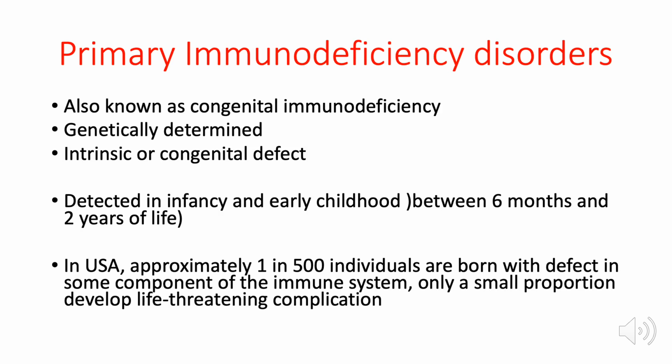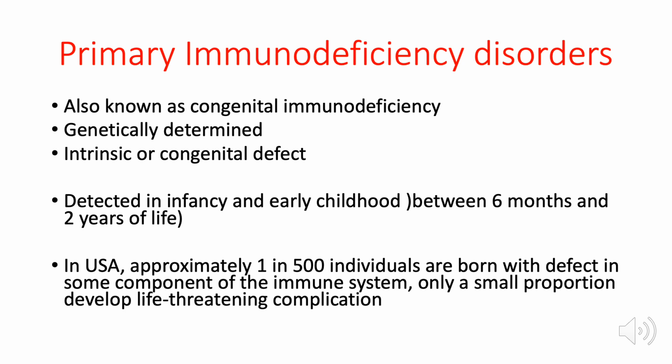Primary immunodeficiency disorders are also known as congenital immunodeficiency, meaning the person who has the disease was born with the disease. Why? Because this group of disorders are genetically determined, meaning there is a mutation in the DNA of the individual or problems with the chromosomes of the individual, leading to the occurrence of the immunodeficiency disorder. So expect that this one can also be passed on from one generation to the other.